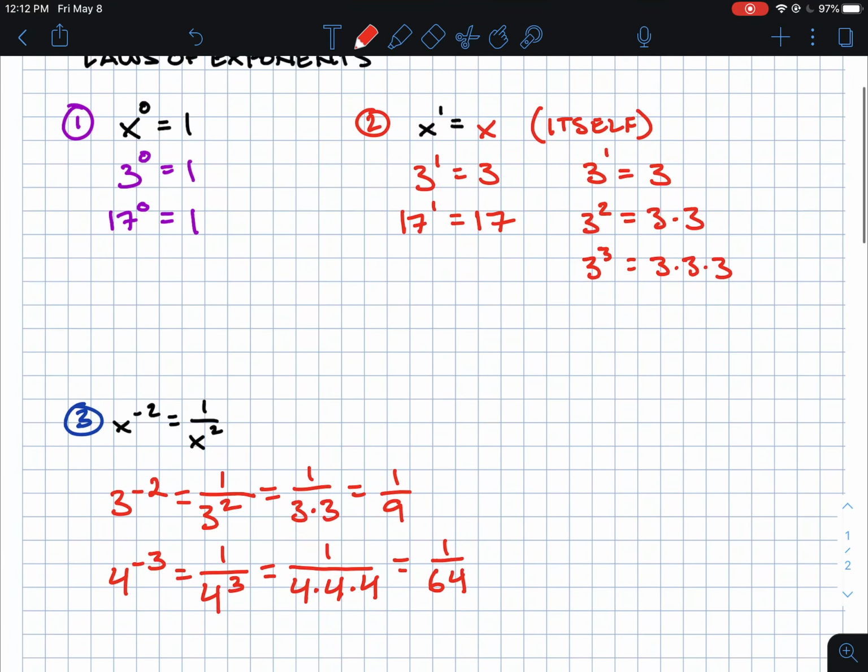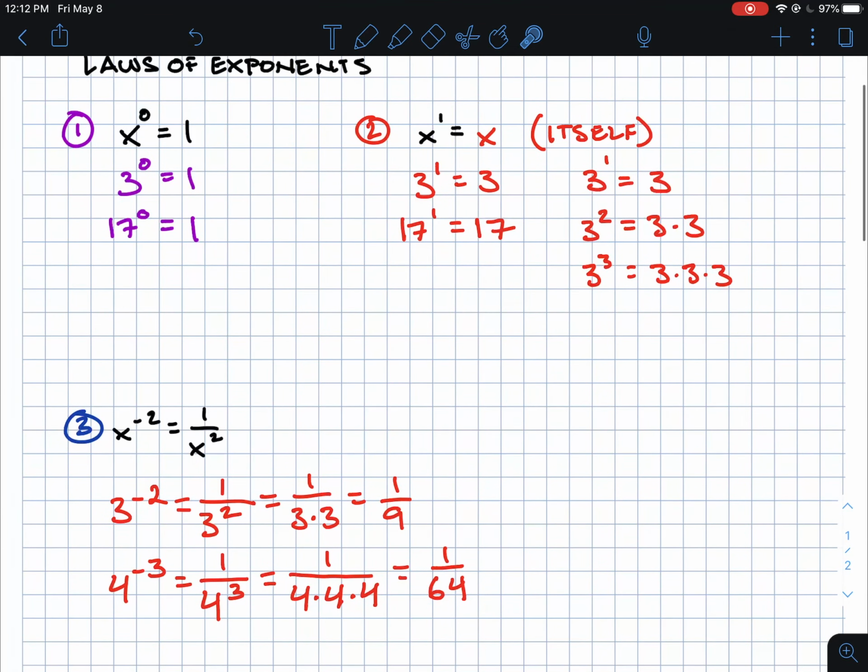All right, so just real quick, any number to the 0 power is 1. Any number to the first power just equals itself.